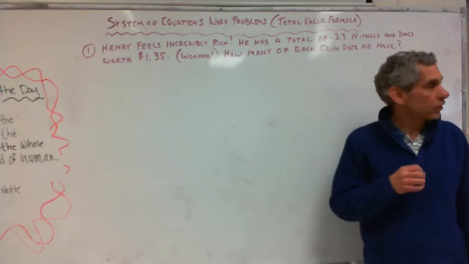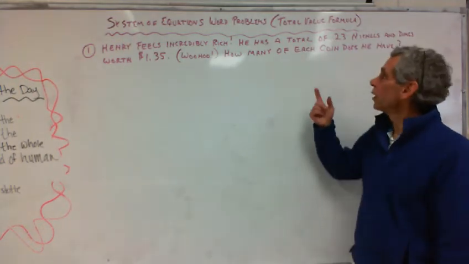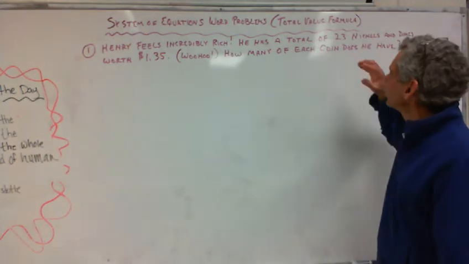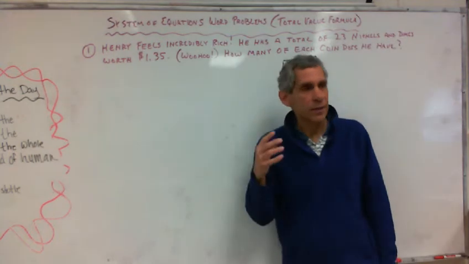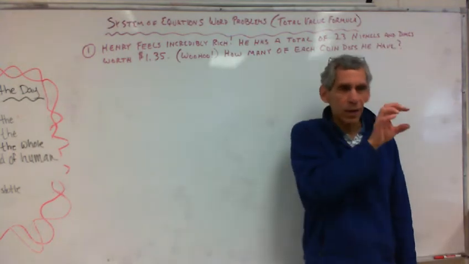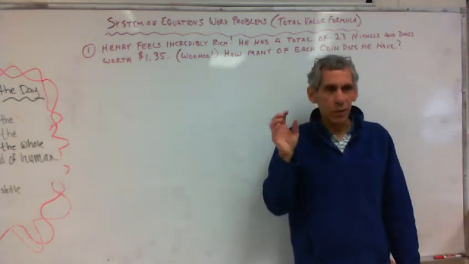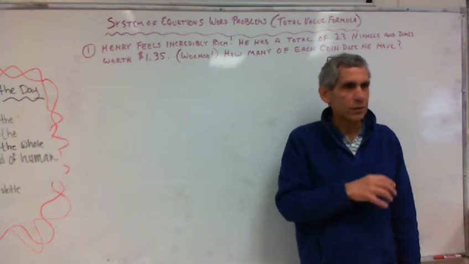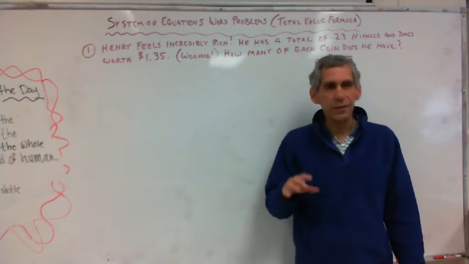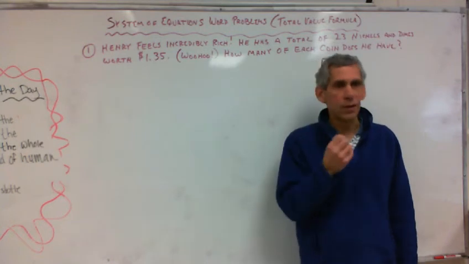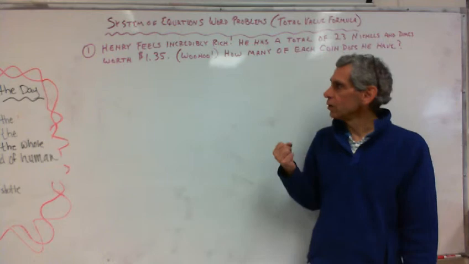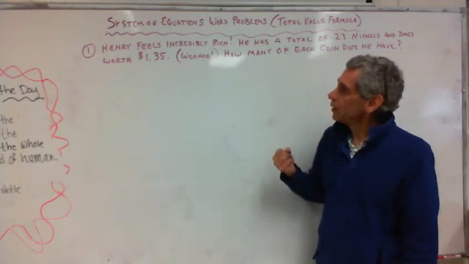But I just thought I'd show you another type where it's sort of using a thing called the total value formula. And it's not like an actual formula like a squared plus b squared equals c squared. It's not like that kind of a formula. It's just an approach that you need to understand. And so we're going to look at this approach.